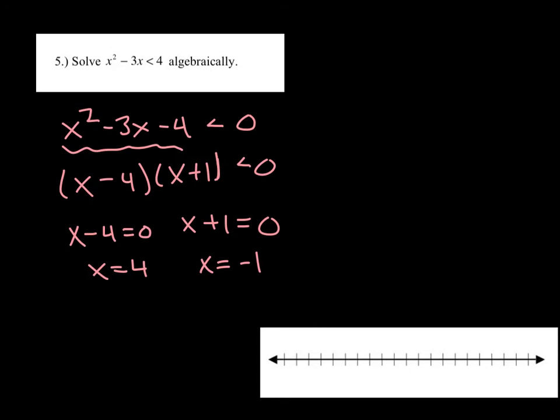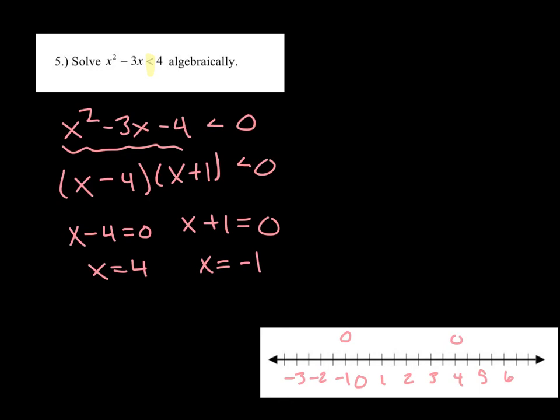So if we go down here, let's make this 0, 1, 2, 3, 4, 5, 6, negative 1, negative 2, negative 3. Okay, so we would have a point or a circle at negative 1 and at 4. So that is nothing new to you guys, and they're both open because they're not equal to, because our inequality sign is not equal to. It's just less than.